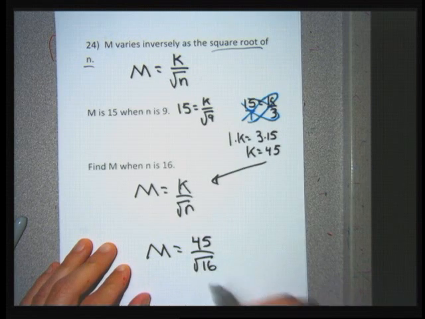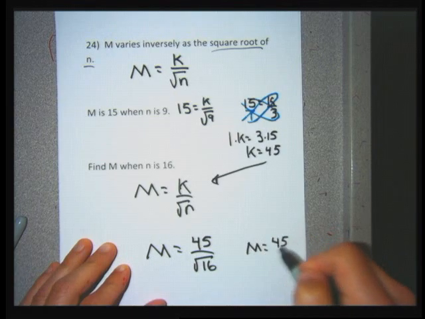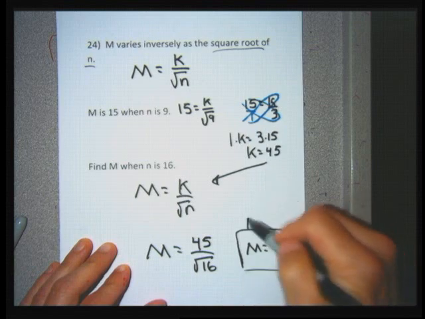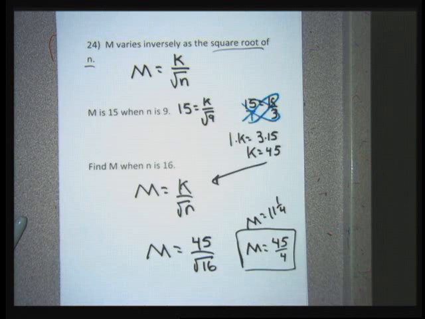I'm going to rewrite the square root of 16 as 4. So I'm going to get m equals 45 over 4. That turns into a decimal. You could write m equals 11 and 1/4 if you care to, but 45 over 4 is just fine.